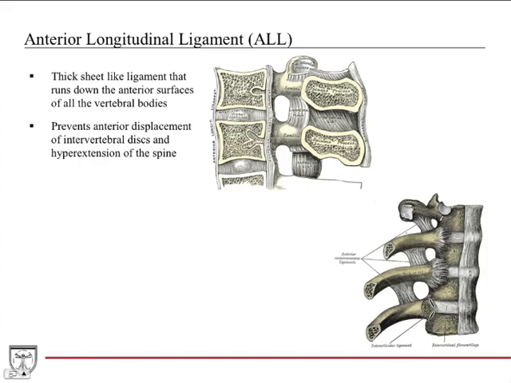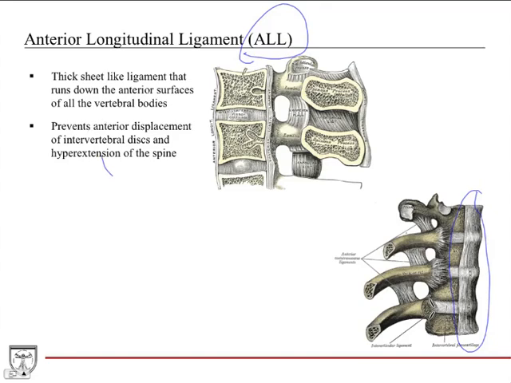So we'll start with the major one here, and there's a good chance you'll see this in your cadaver, the anterior longitudinal ligament, or ALL. It's a thick sheet-like ligament that runs down the anterior surface of the vertebral body. So this is a great picture of it right here. See how it's this long, thick structure here.